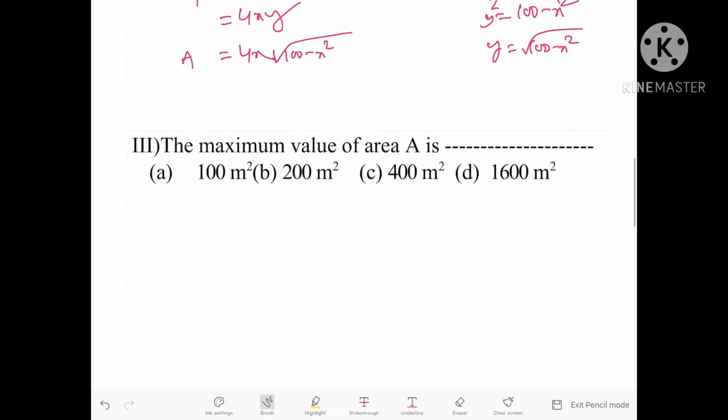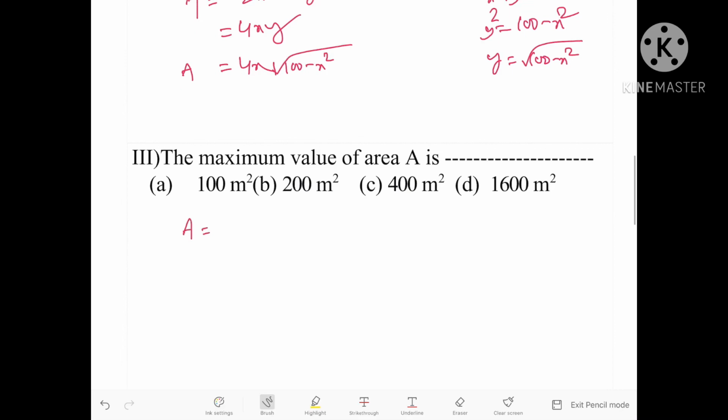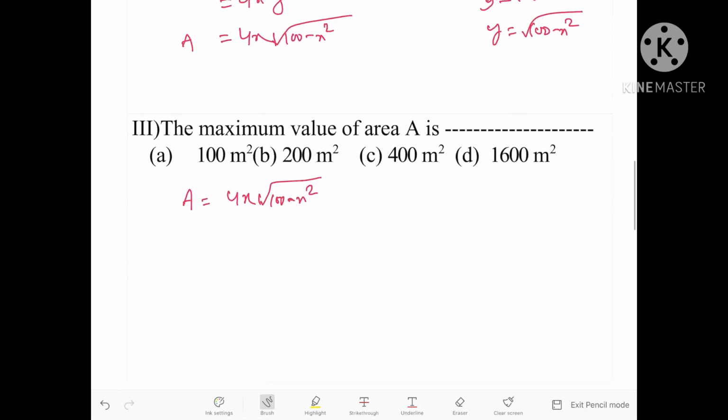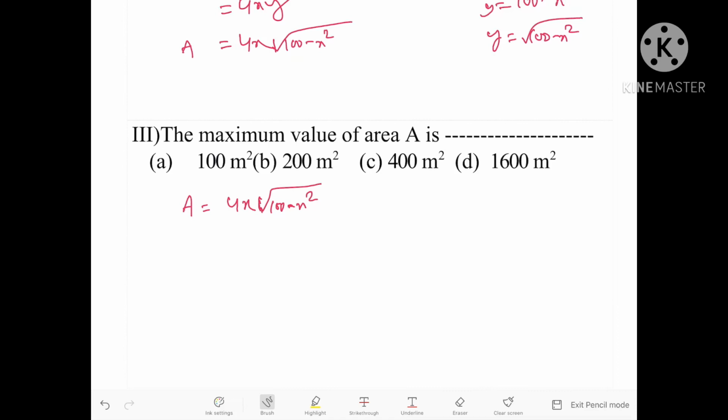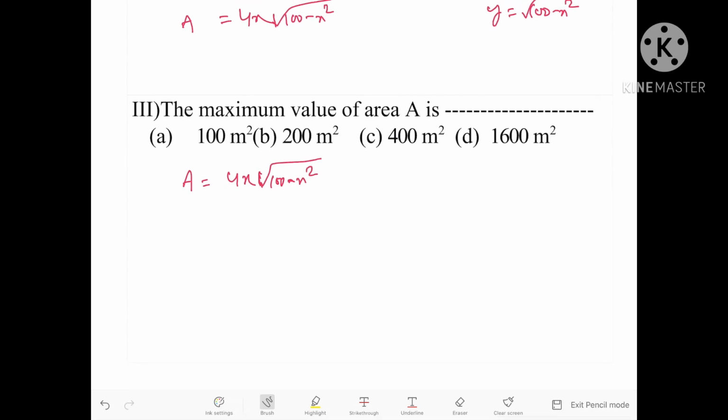Okay. Now comes to question number 3. The maximum value of the area A. So A is given, it is 4x into square root of 100 minus x square. We have to find the maximum value of the area A. Means it's a question on maxima minima now. And we know if you are having a question of maxima minima, to find the maximum or minimum value, our procedure says that find the first derivative of the function, equate it to 0, get the critical points, and at all the critical points we have to check whether our function is maximum or minimum. So let us find the square here.